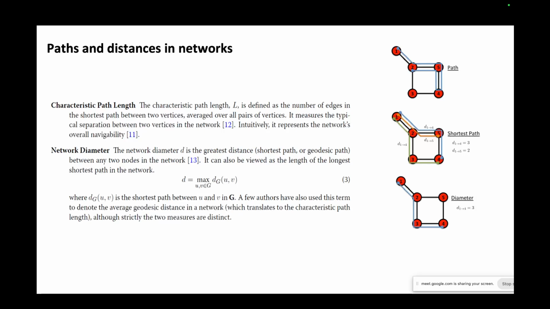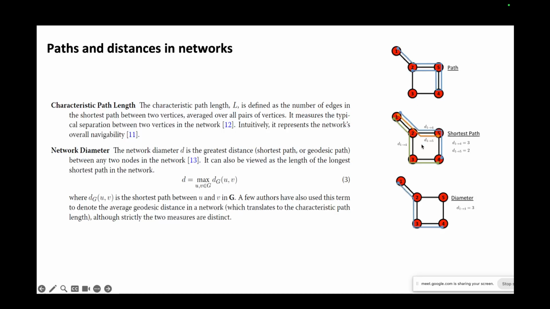It is also viewed as the length of the longest shortest path in the network. So between two nodes, if you calculate the shortest path, what is the longest among those? That is what the network diameter gives you, which is intuitive in nature. In general, the characteristic path length defines the navigability between two nodes, and the network diameter tells you how vast the network is, from one extreme end of one node to the other extreme end of the other node. Right?